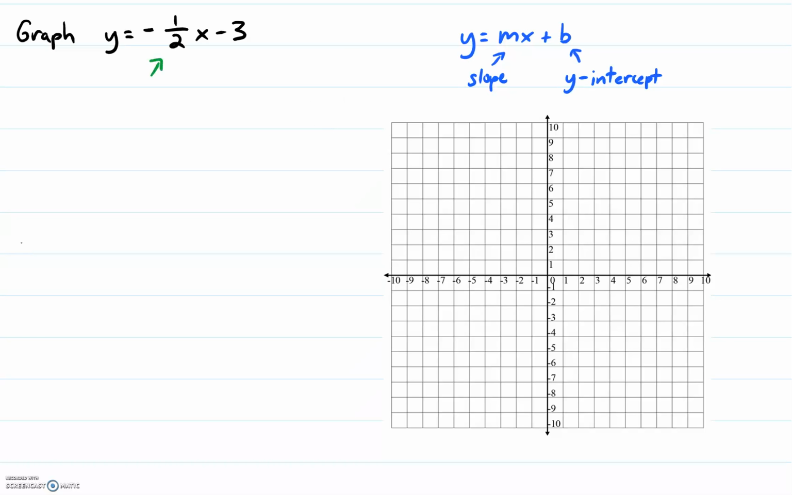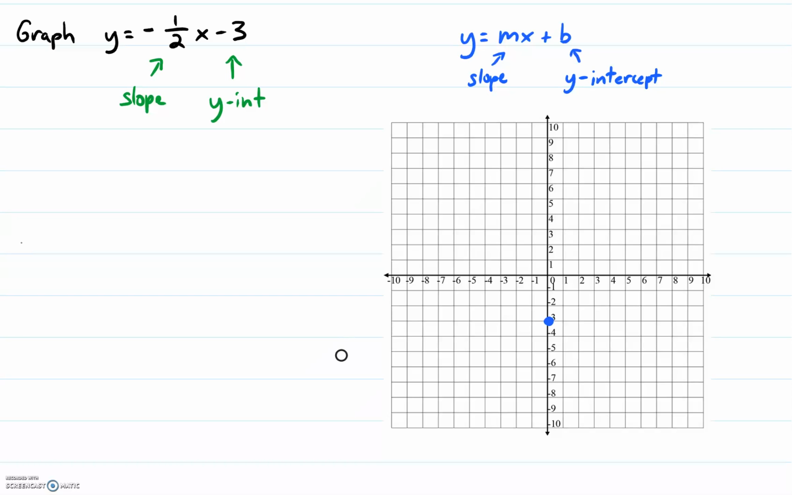So our coefficient of the x term is going to be negative 1/2, so that's our slope. And our y-intercept, or the spot where we run into the y-axis, is negative 3. And so let's go ahead and put a dot on the y-axis at negative 3. That's our first point.